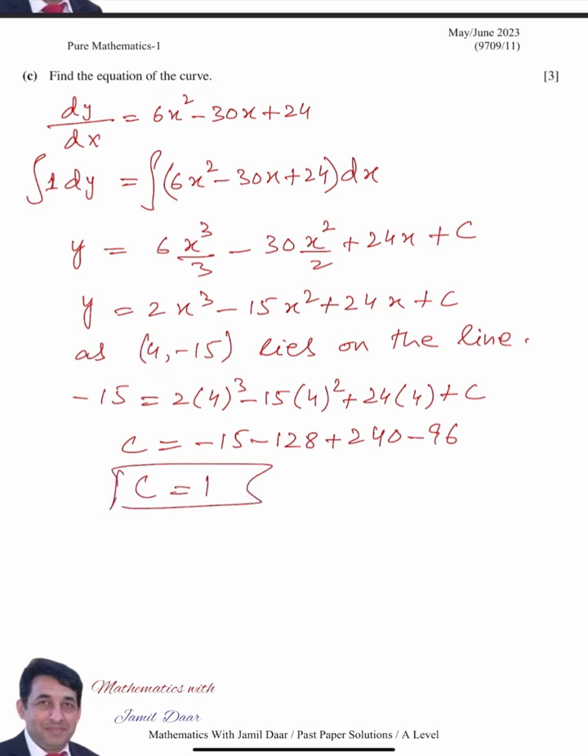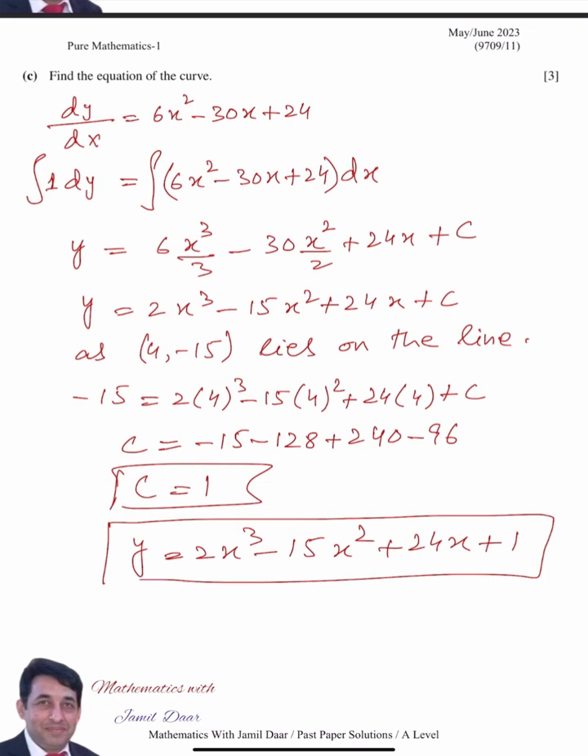So you got y is equal to 2x cube minus 15x square plus 24x plus 1. This is the equation of the curve you are supposed to find out. So this is your answer. Hope you have understood the concept. If you have any queries, any problem, students, you are welcome to ask me in the comment section. I'll try my best to answer you in the next video, or in the comments portion.